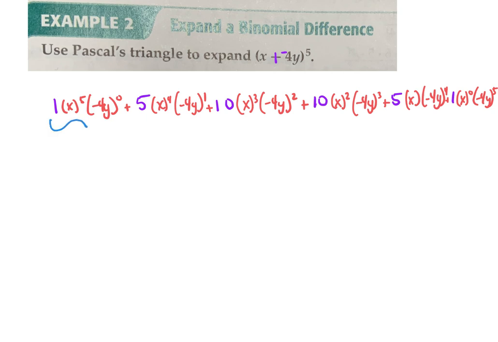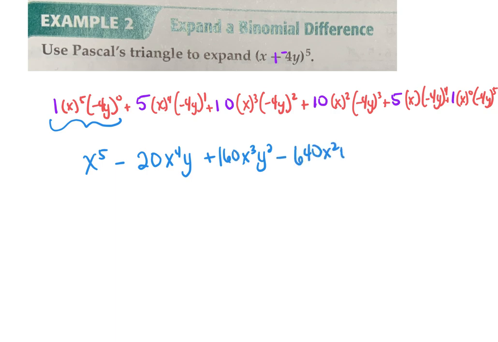When you simplify it out, what you'll notice is I have a positive x to the 5th, a negative 20 x to the 4th y, positive 160 x cubed y squared, a negative 640 x squared y cubed, positive 1280 x y to the 4th, and a negative 1024 y to the 5th. So the only difference is your positives and negatives. Go ahead and try just A.